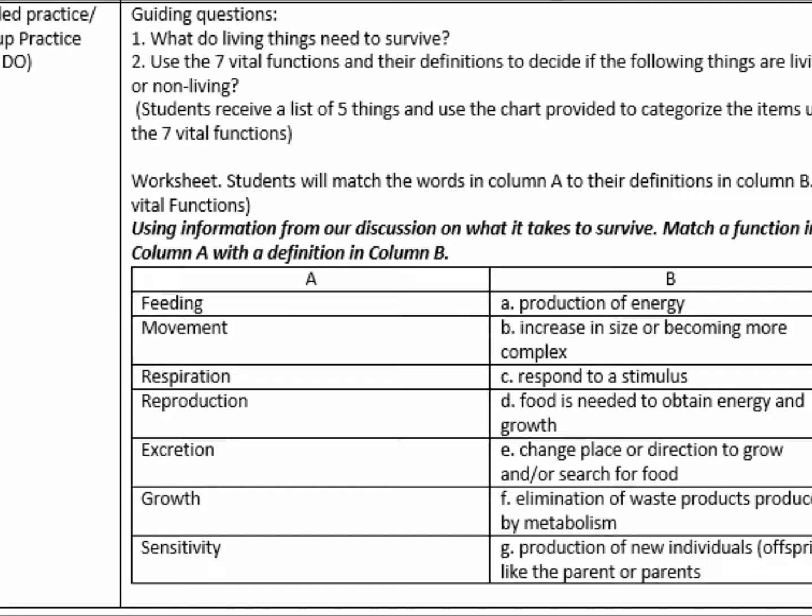Students will use our 7 functions to complete the same activity I have demonstrated using a new list of 5 things. They will be able to demonstrate their understanding of our definitions by applying them directly to the things in their environment. On a worksheet I provide, students will match the words in column A to their definitions in column B, demonstrating mastery of our 7 vital functions vocabulary.